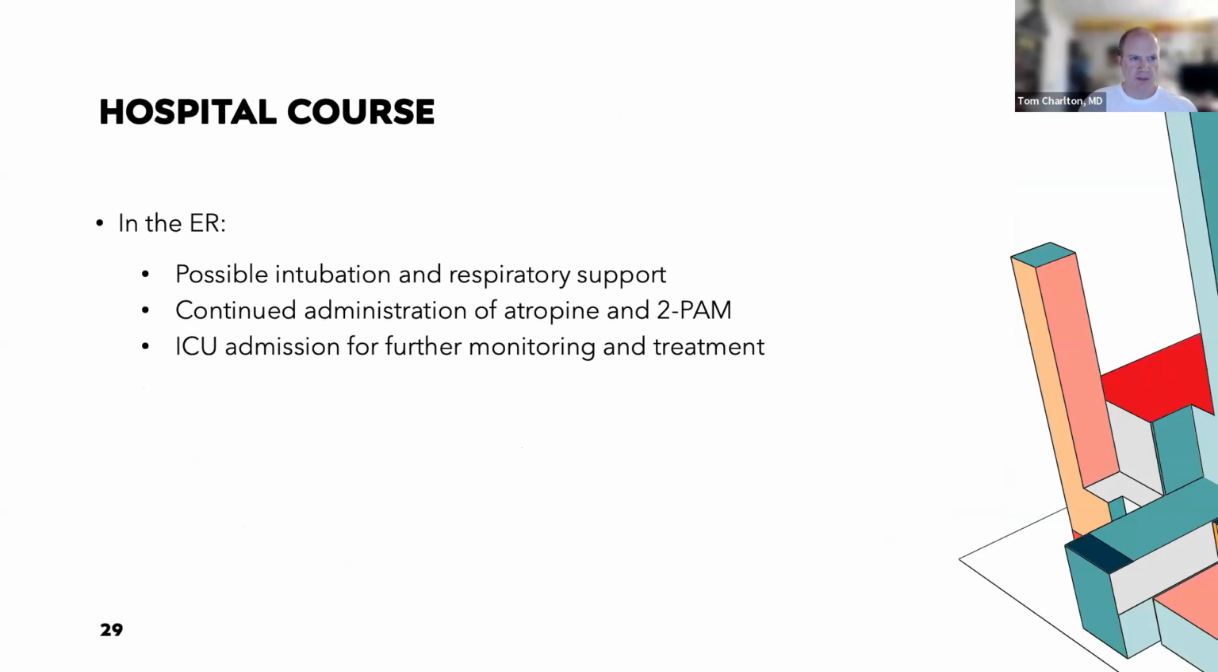So for this particular patient, we get them to the emergency department. We end up intubating them and providing respiratory support because of the exposure amount. They required continued administration of multiple doses of atropine and a couple more doses of 2-PAM. Of course, these types of patients are going to require an ICU admission since they're on a ventilator. They're requiring a lot of extra support. And so the ICU is the appropriate place to care for them.